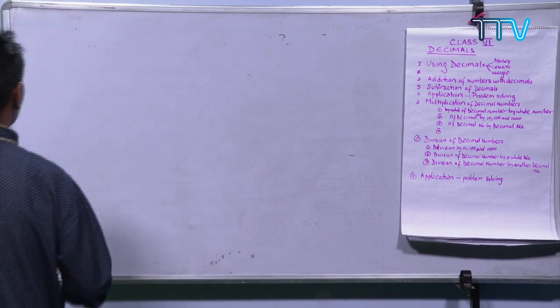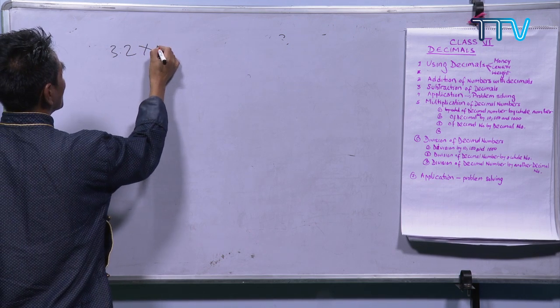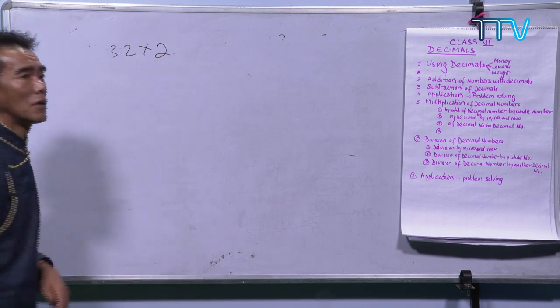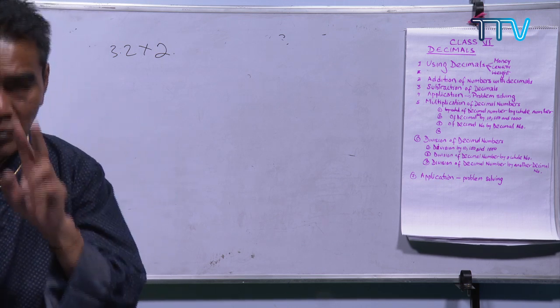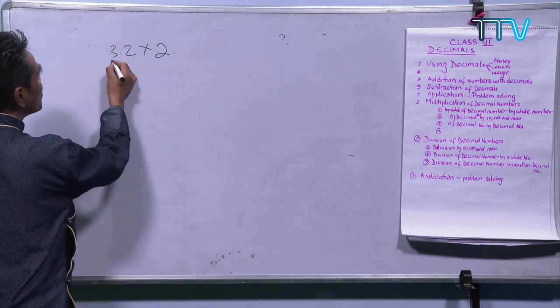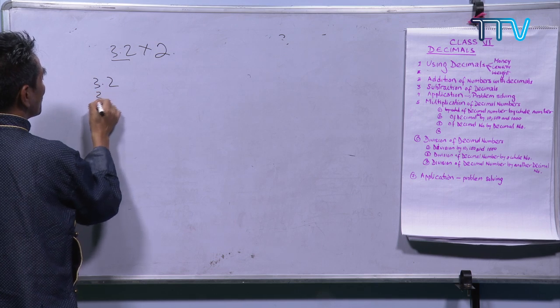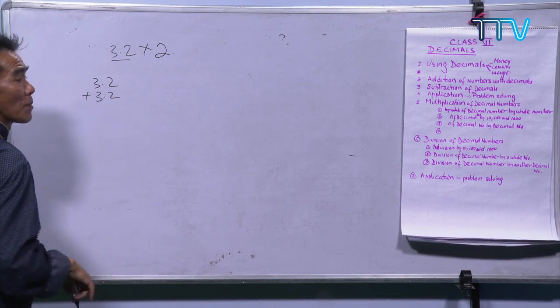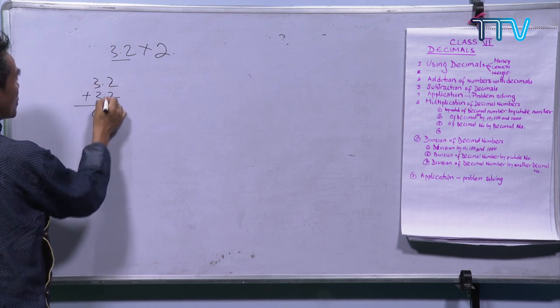Let's say we multiply 3.2 by 2. Multiplication is repeated addition, correct? So 3.2 two times: 3 plus 3 is 6.